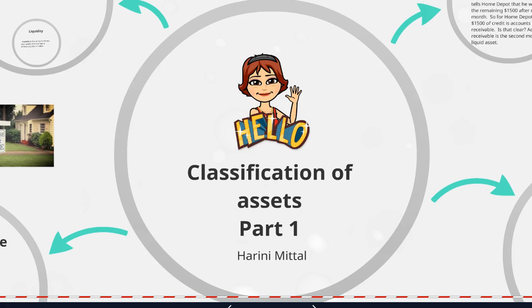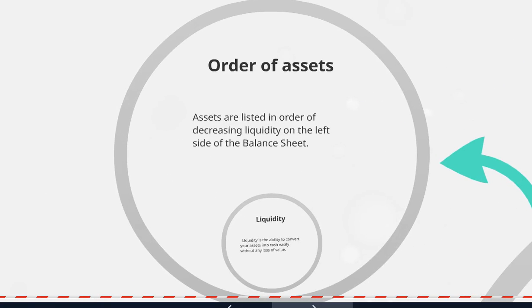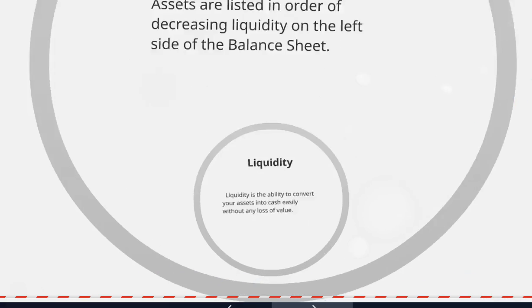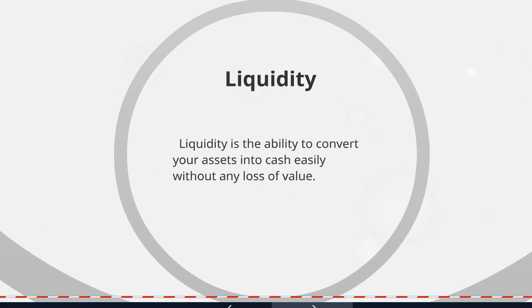As you all know, assets are what a company owns. So in a balance sheet, assets are classified and reported in decreasing order of liquidity on the left-hand side of the balance sheet. I just introduced a new word, liquidity. So what does liquidity exactly mean? Liquidity is the ability to convert your assets into cash easily without any loss of value.